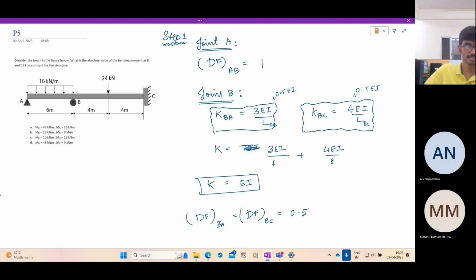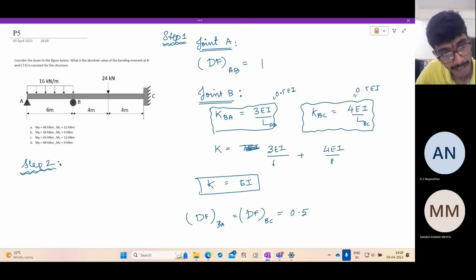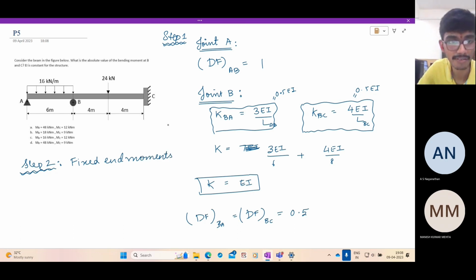What is the next step? The next step is to lock all the rotations and determine the fixed end moments. So step 2: determine the fixed end moments, assuming that all the rotations are frozen. The joints are not allowed to rotate, which means at every joint the slope is 0. So each span behaves as a fixed beam, and you can compute the fixed end moments due to the applied loading.